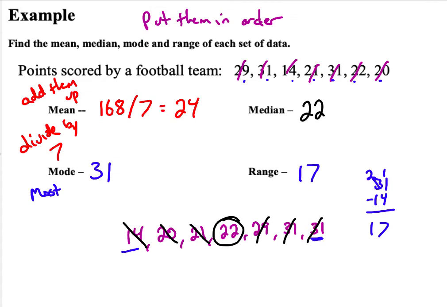Anytime you find the mean, I want to see, what'd you get when you added them all up? What'd you divide by? Then what did you get for your mean? So the 24 is kind of that happy medium between the high numbers of 31 and the low numbers of 14. Kind of that balance between those two.